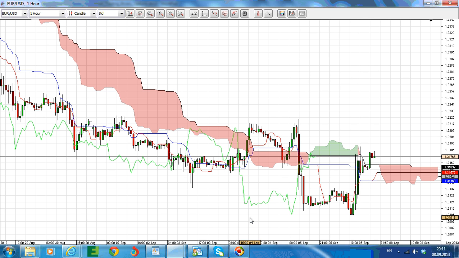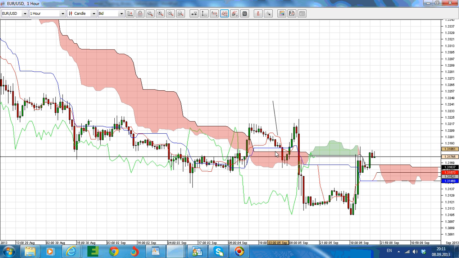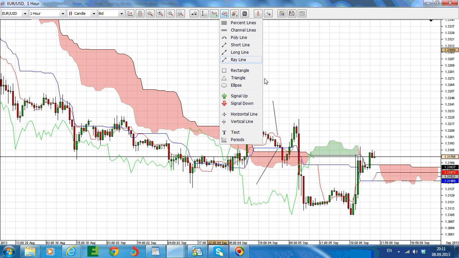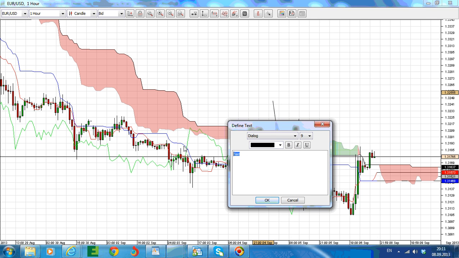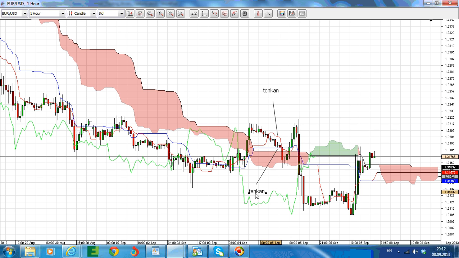Now we already know what these lines are and how they are calculated. We are talking here about the blue and the red lines. So this is the Tenkan and this is the Kinjun. So let's write here that this is the Tenkan here. Let's make it a bit bigger so that we can actually see it. And this is the Kinjun.